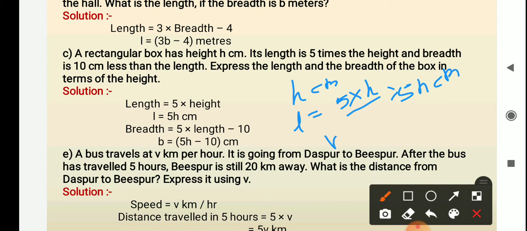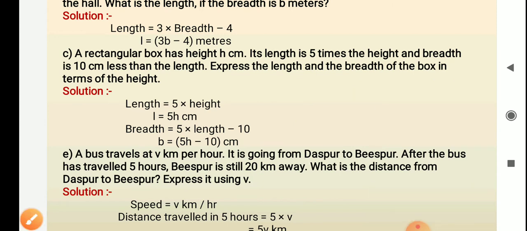And for breadth, we consider variable b. So breadth is 10 centimeter less than the length. Length we just now found to be 5h centimeter. So less than length, so 5h minus 10 centimeter. So the breadth of the box is 5h minus 10 centimeter.